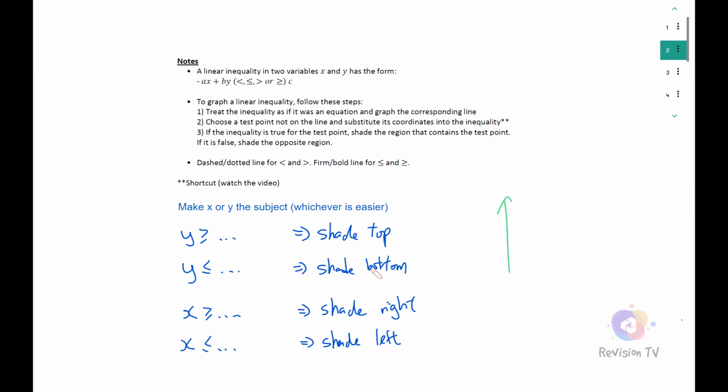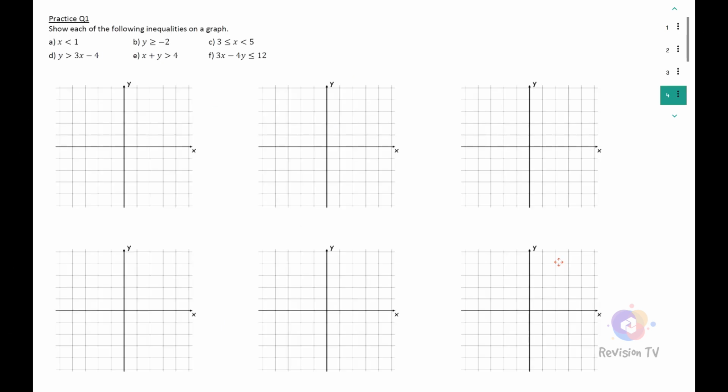Less than or equal to, shade the bottom part. If x is greater than or equal to, shade the right part, and if it's x less than or equal to, you shade the left part. So that's a shortcut. Next is your chance to have a go at a practice question.